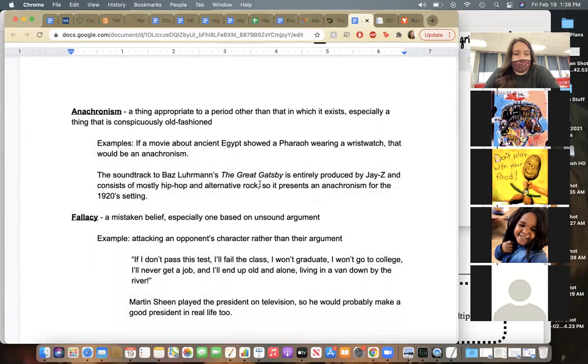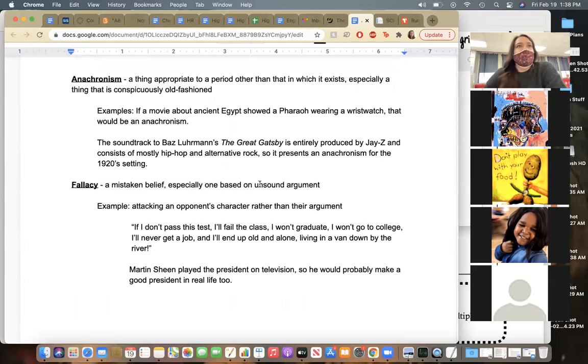All right, two left. You've probably heard of an anachronism before. And that's when there's a thing that's appropriate to a period other than the period in which it exists, especially a thing that is conspicuously old-fashioned. So for example, if there was a movie about ancient Egypt that showed Pharaoh wearing a wristwatch, that would be an anachronism. They didn't have wristwatches back then.